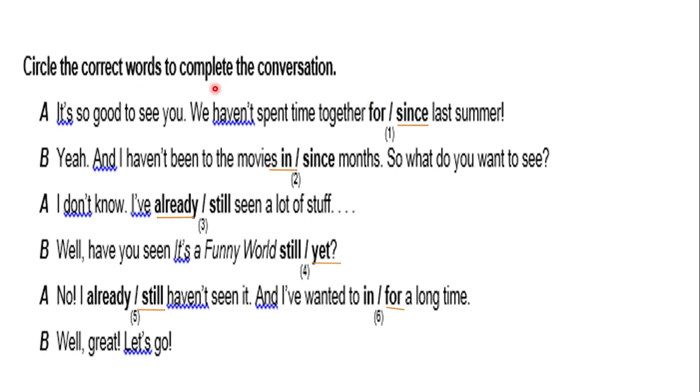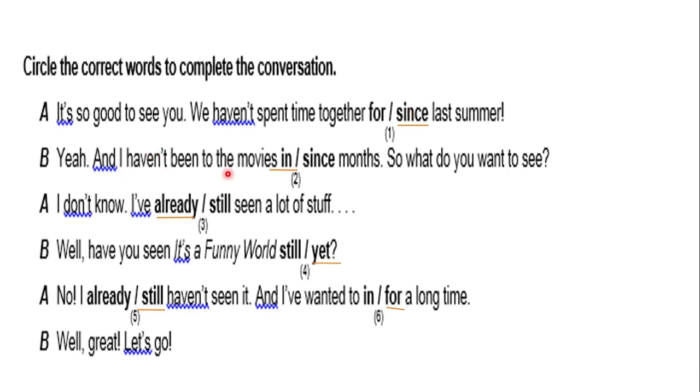Okay, so circle the words to complete the conversation. Well, in this case, I underline them, okay? It's good to see you. We haven't spent time together since last summer, okay? Since last summer, porque estoy hablando de un punto en el tiempo. No hemos pasado juntos desde el último verano.